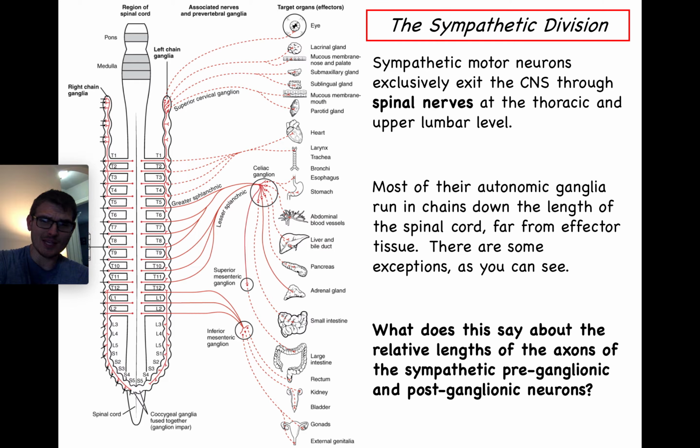So what I want you to do here, you might want to take a quick little break. What does this say about the relative lengths of the axons of both the sympathetic preganglionic and postganglionic neurons? Think about it. The ganglia, the cell bodies of the postganglionic neurons, are really close to the spinal cord and really far away from your effectors. So think about what this says about the lengths of the axons for both sets of neurons.